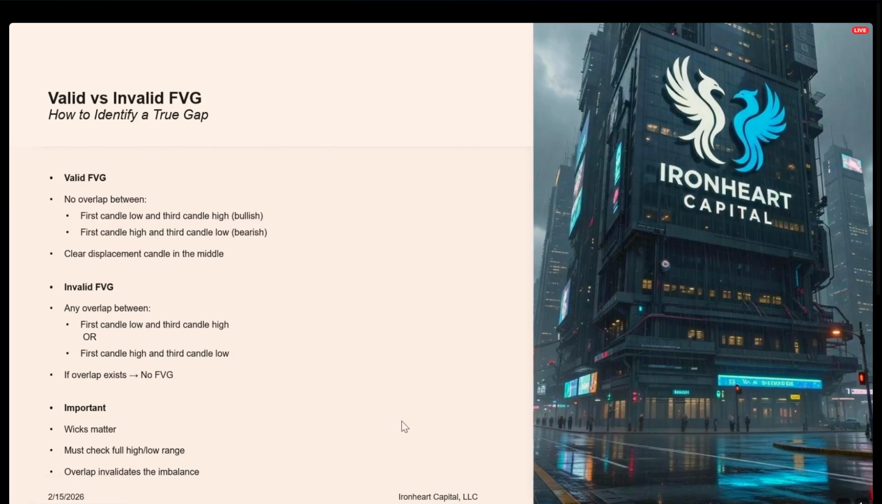If you have expansion, but there's wicks that touch on the first and the third candle, that is not a valid fair value gap. That is the most critical part of identifying a fair value gap, is that the wicks of the first and third candle do not touch, right? Just like in our Eiffel Tower example, you do not want wicks touching, right? There's nothing wrong with an Eiffel Tower as long as there's expansion in the middle of them.